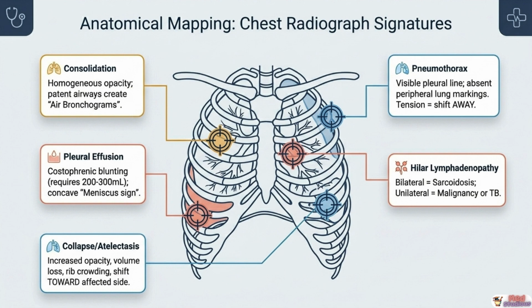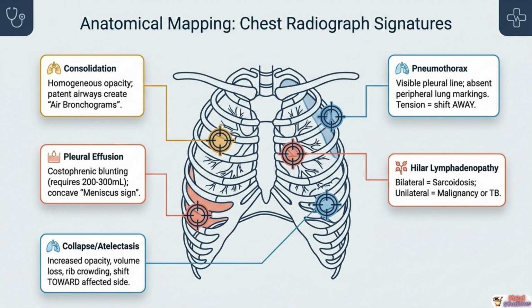The chest radiograph translates pathology directly into recognizable anatomical signatures, and 5 classic patterns dominate examination questions. Consolidation appears as homogeneous opacity, and critically, when the airways remain patent within this opacity, it produces air bronchograms, visible branching lucent structures confirming that the underlying disease process is alveolar rather than purely interstitial. Pleural effusion requires at least 200 to 300 milliliters of fluid before becoming visible, producing costophrenic angle blunting and the classic concave meniscus sign as its hallmark radiographic feature.